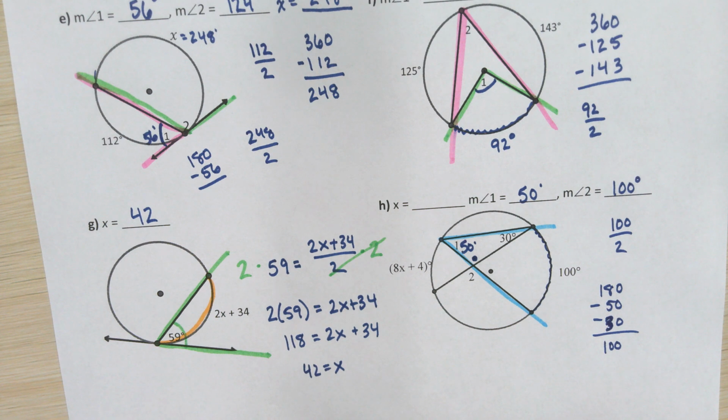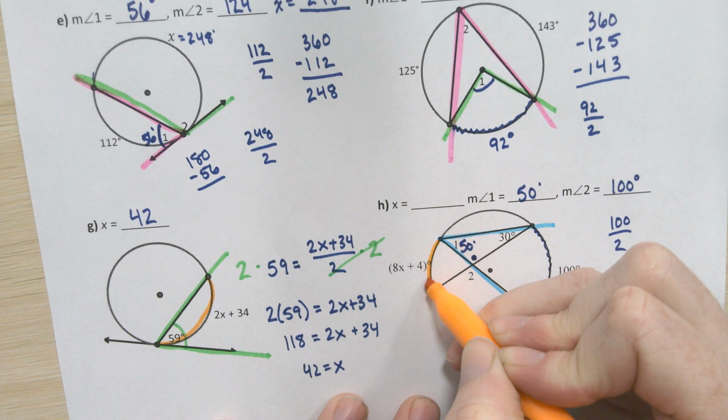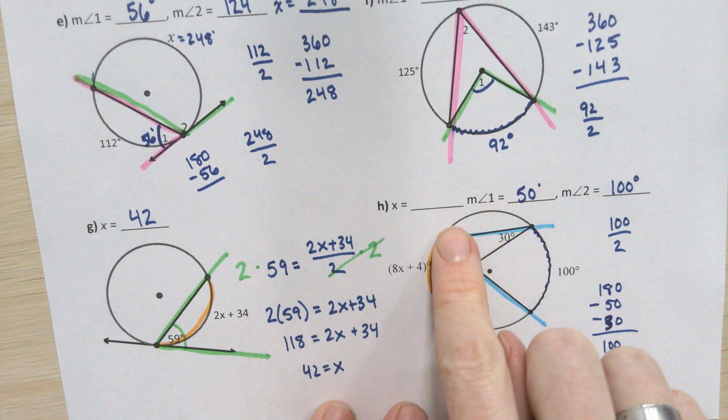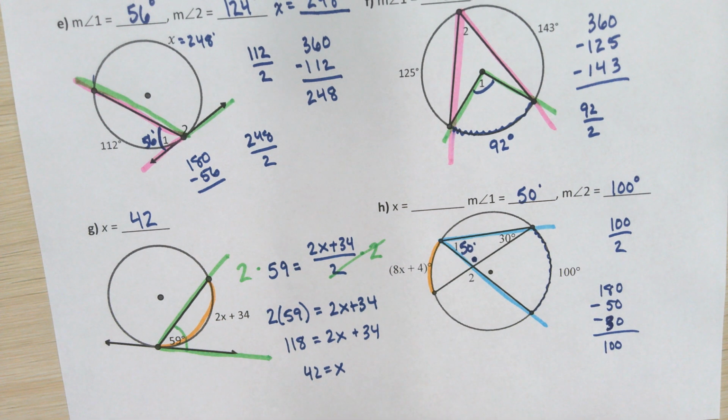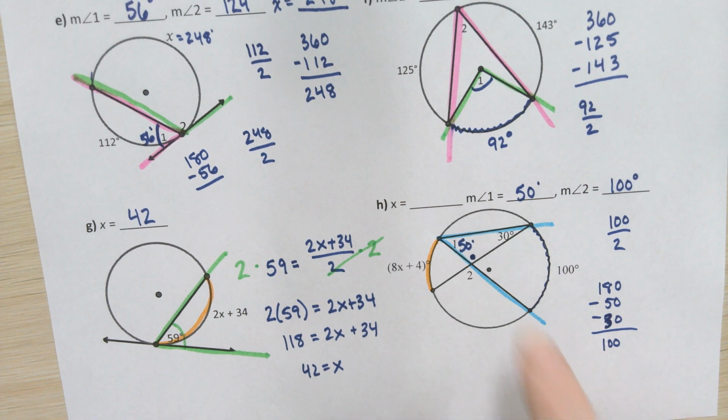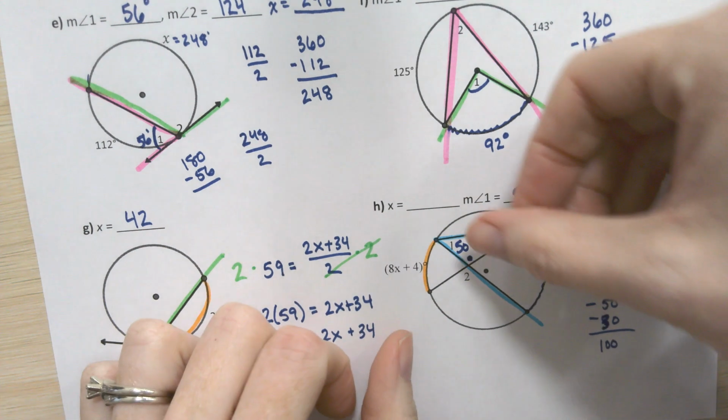All right, let's finish this up here. In order to find this arc, I don't have enough arcs around the circle to be able to use 360. I don't have anything through the center to be able to use 180. So I really need to look for an angle that's attached to that arc.